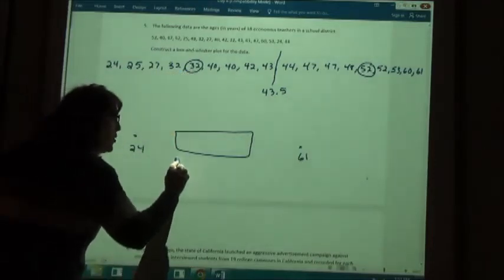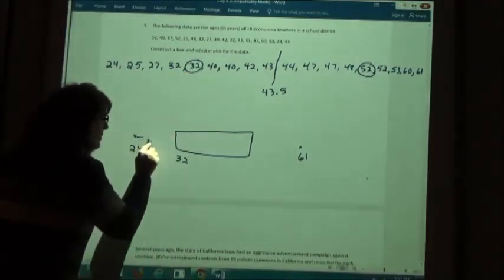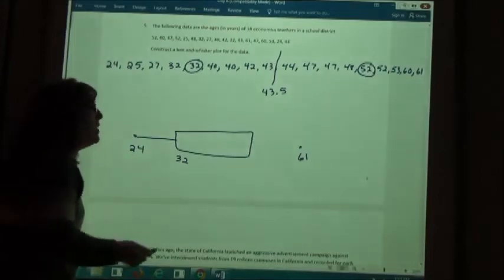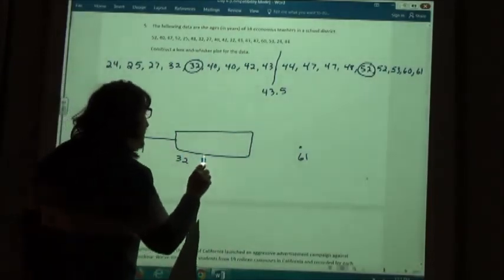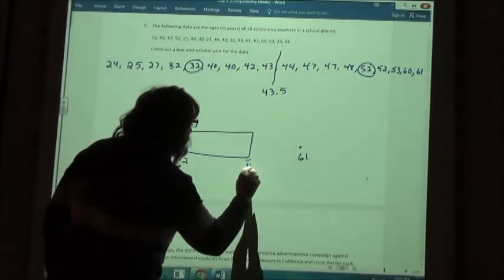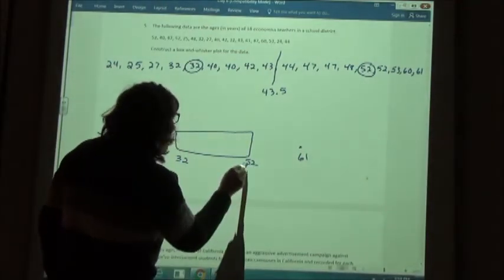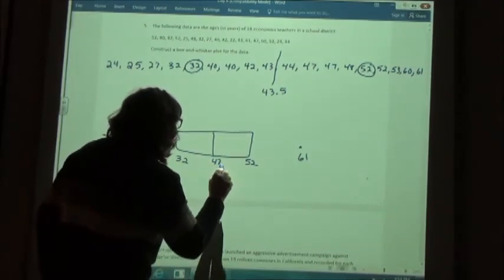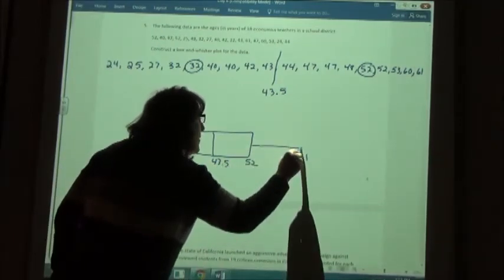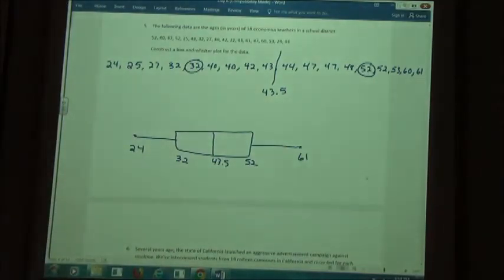32 was my first quartile. So I'm going to make my line there. My median was at 43.5. Let's see, this one was at 52, 43.5. That'd be a little closer to 52. We'll just say it's about there. Finish my little whisker there. And it's going to look something sort of like that when I'm done.